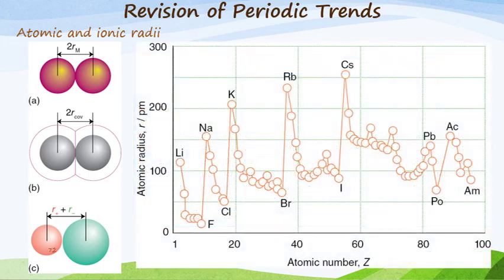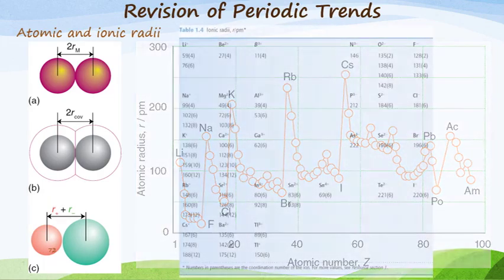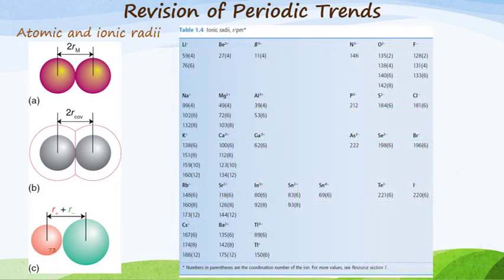If we look at another way that we can represent this on a graph, you can see that if we start at group 1 and we go across the period, then we have a decrease in atomic and ionic radius. And another table just to show you the actual values in picometers.